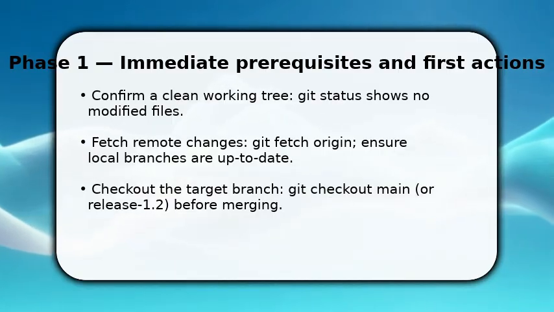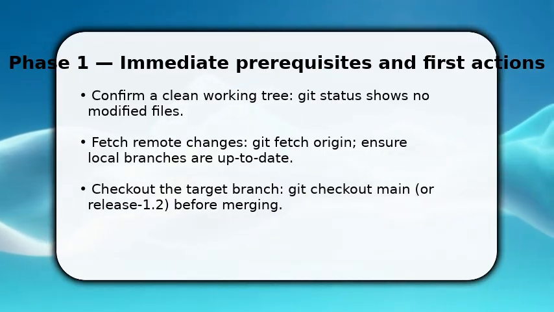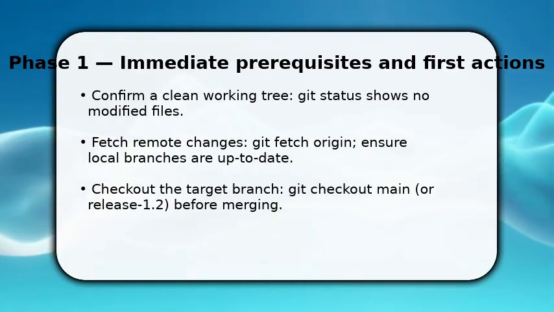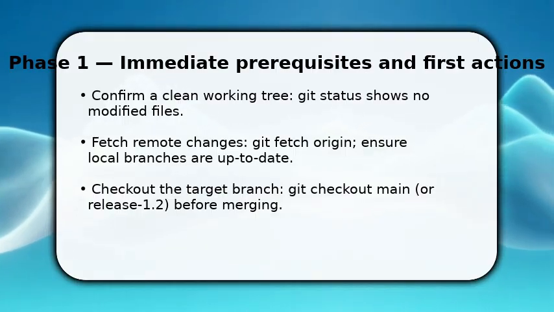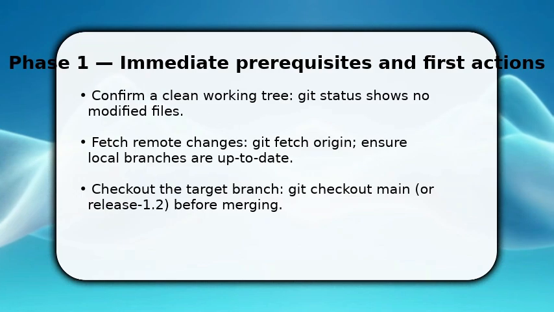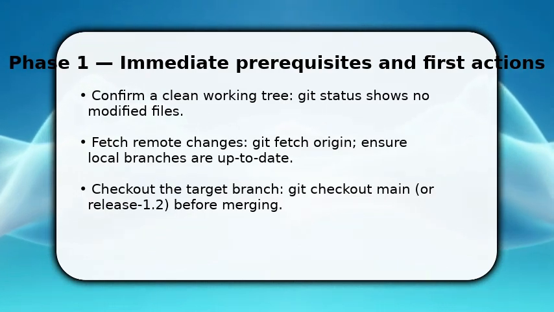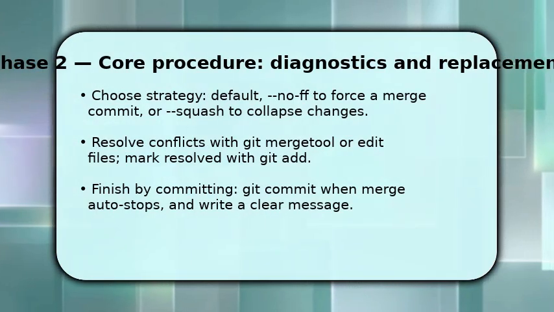Because you merge into the branch you want updated. Finally, run git merge source-branch to begin. This starts the merge operation and shows whether it will fast-forward, create a merge commit, or produce conflicts. You now manage the merge behavior and conflicts.